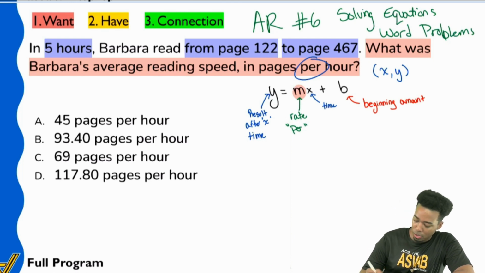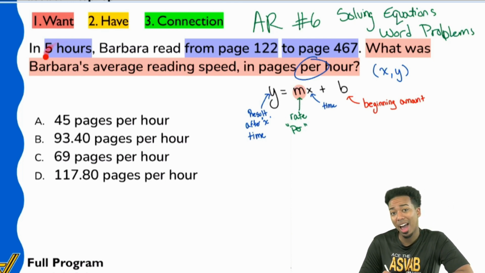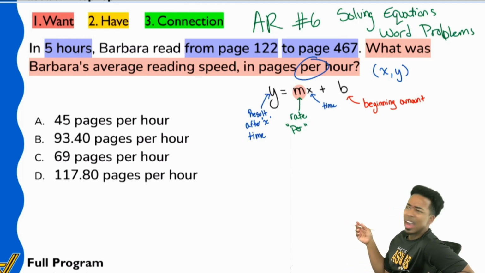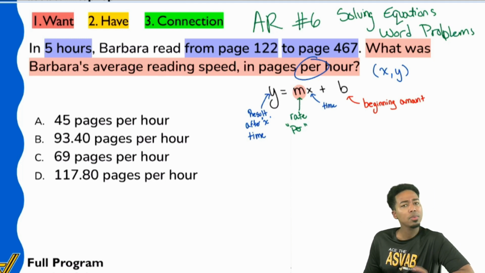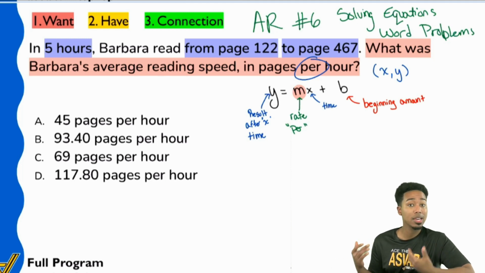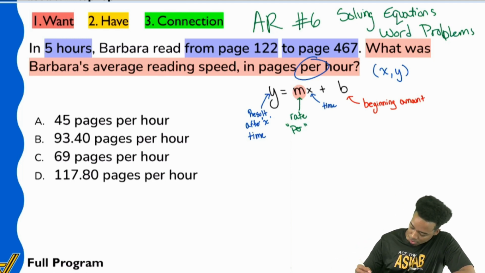So here, starting from the beginning, in 5 hours, everybody, what do we think 5 hours is? The Y, the X, the B? What does that mean? Right, that's going to be X. That's the amount of time that was taken here. So boom, 5 hours, that's going to be X.